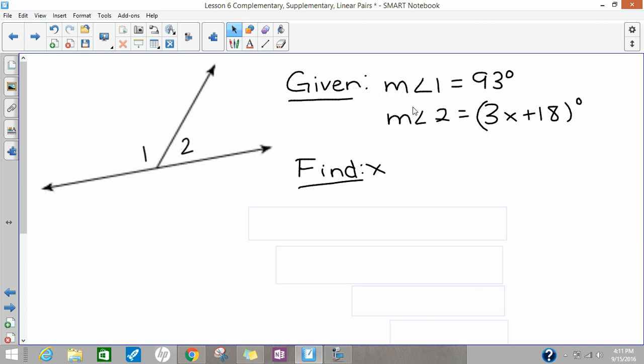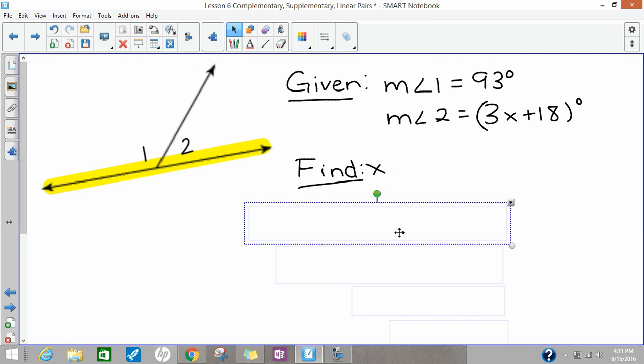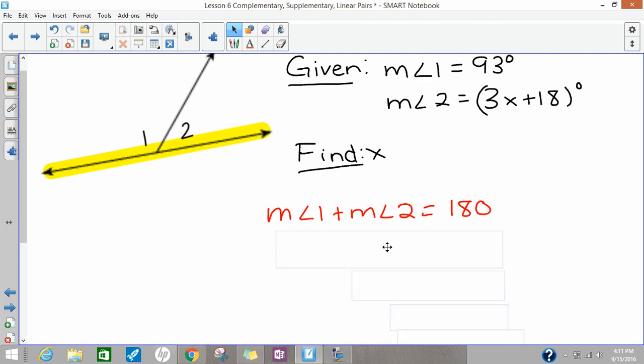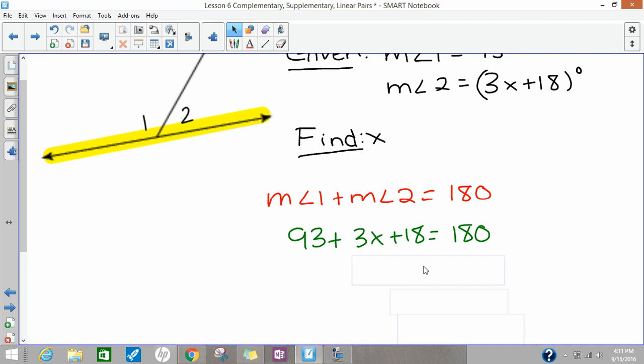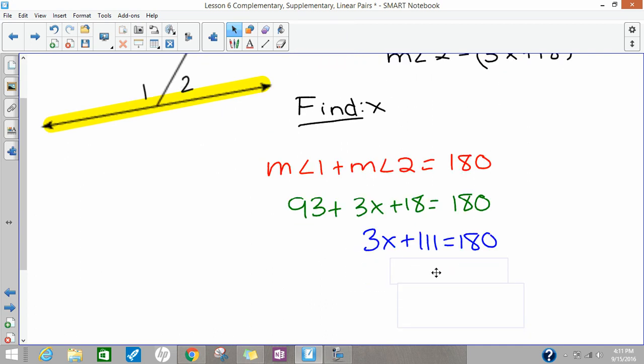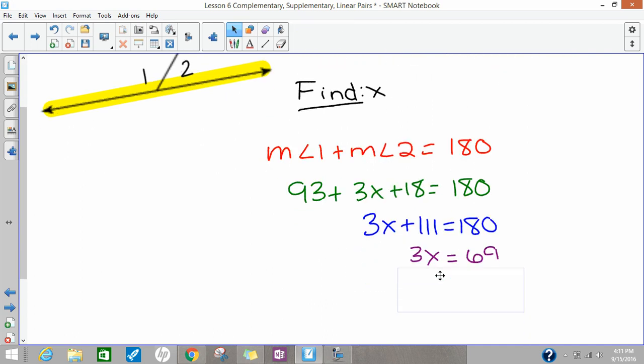Here I've got some given information. I have two angles again, angle 1 and angle 2. I want to find x, and we can see that our angles come together to create this straight line. So angle 1 and angle 2 are supplementary. They are a linear pair of angles. So I can add them up and set them equal to 180. Plug in their values, and then do a bit of algebra. And I can find that x is 23.